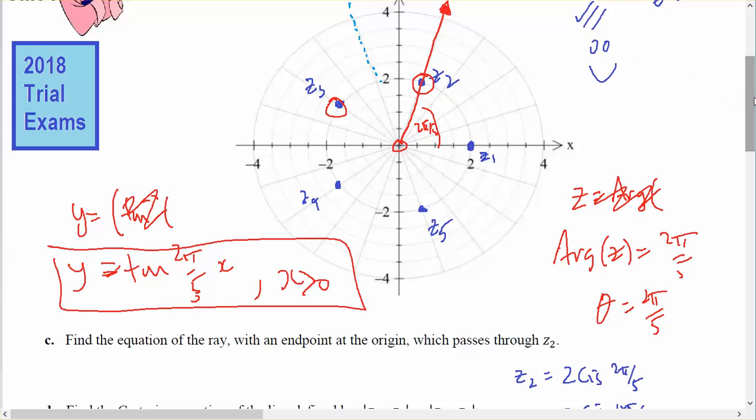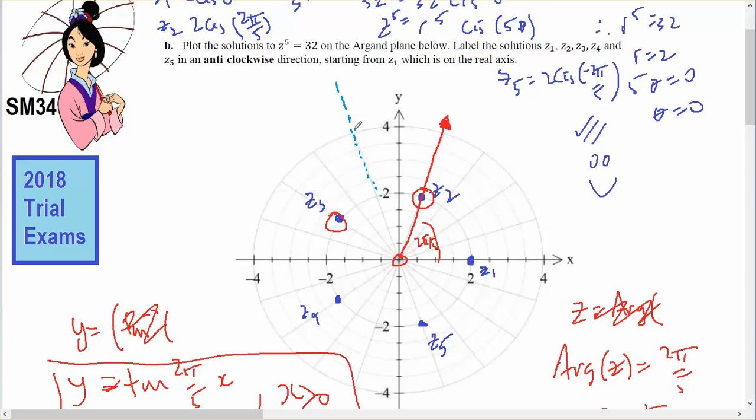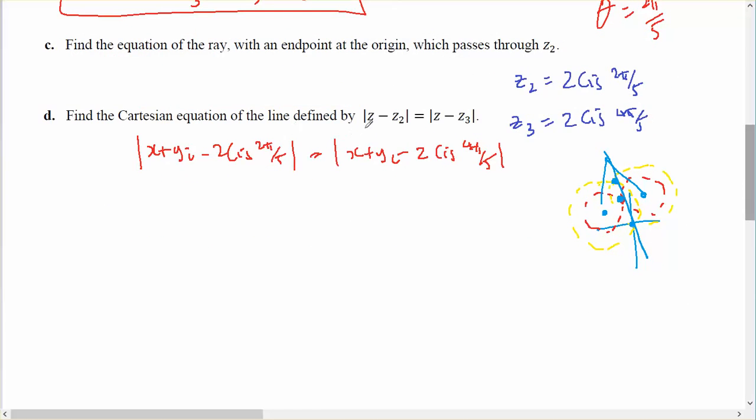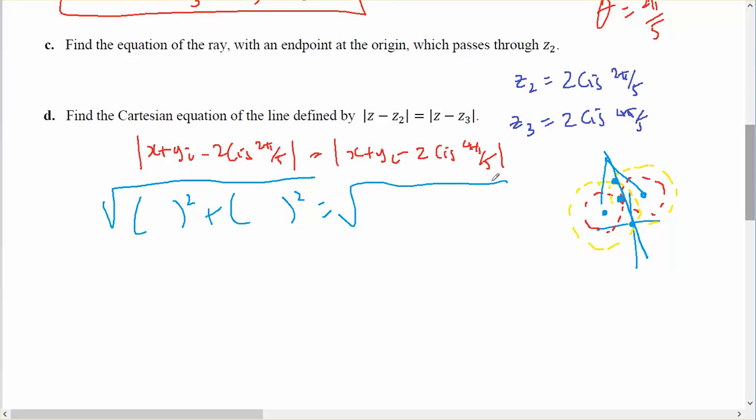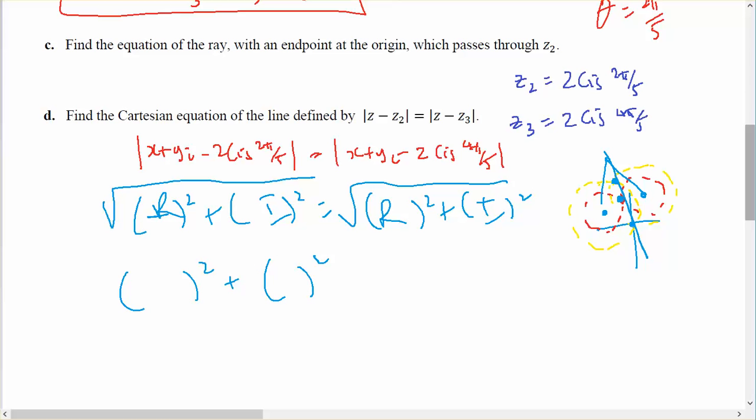So I'm thinking that the line that I'm looking for will go down here because it will be equidistant between both of those points. So I've got Z, which is x plus yi, minus 2 cis 2 pi on 5. Remembering that's going to be the square root of the real component squared plus the imaginary component squared of each. And if I square both sides, then I've really got this. So if I could get the real and the imaginary of both of these.